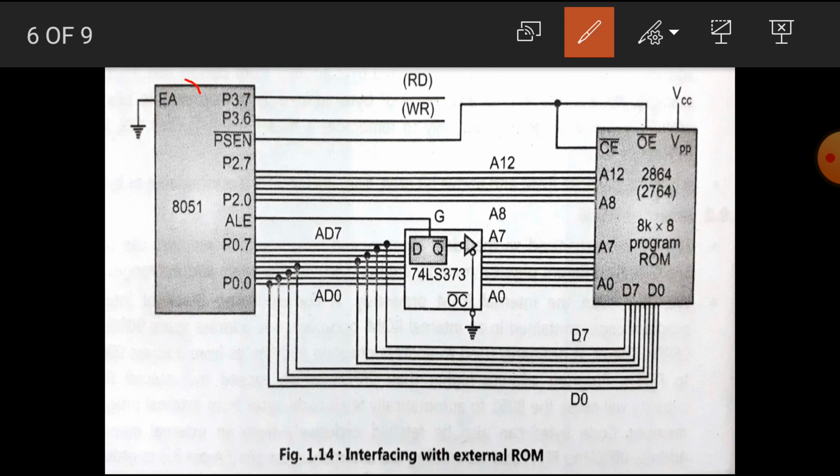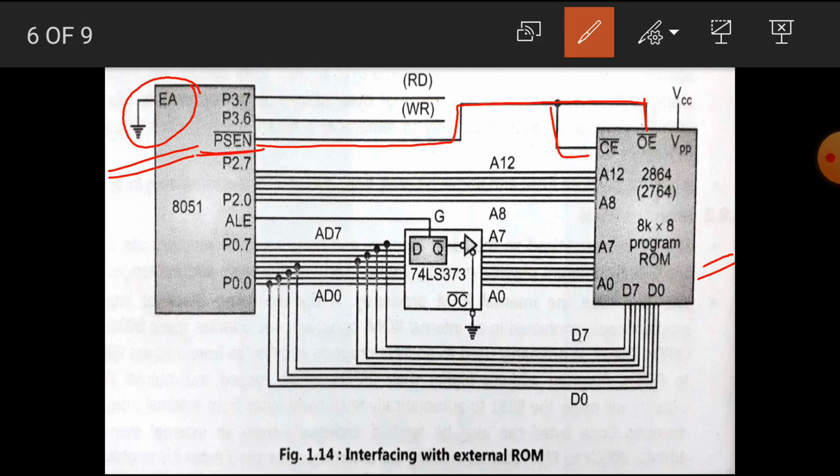Here the EA pin is connected to ground. This is very important: in the case of external memory interfacing, the EA pin must be connected to ground. The next point is the PSEN pin. The PSEN pin is connected to the chip enable and output enable pin of the external memory.